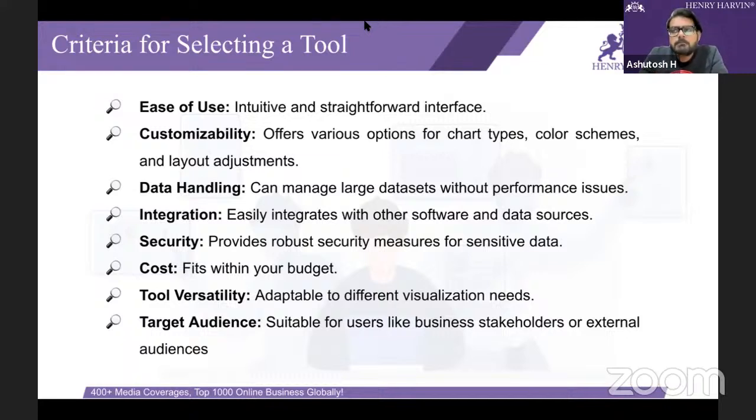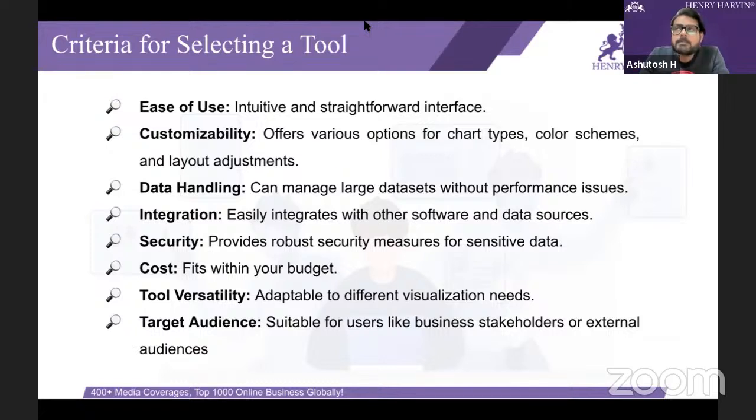Then you should see which of these tools is providing you a good connectivity. Like Tableau, Power BI, they are helping you to connect with around 140 various sources of data, whether it is SQL or Google Cloud, or Google Analytics, or Azure. So these are the things that you have to see. Integration, again, it should easily integrate. The data is coming from the various sources, so integration is important. Data security is also important.